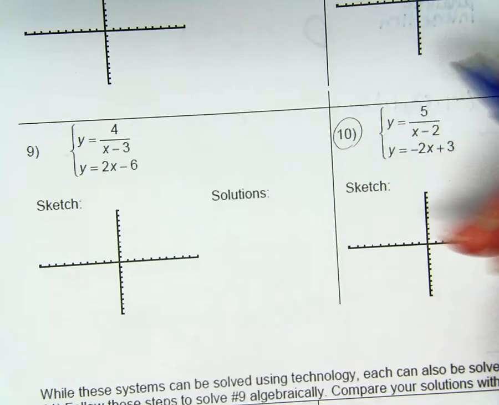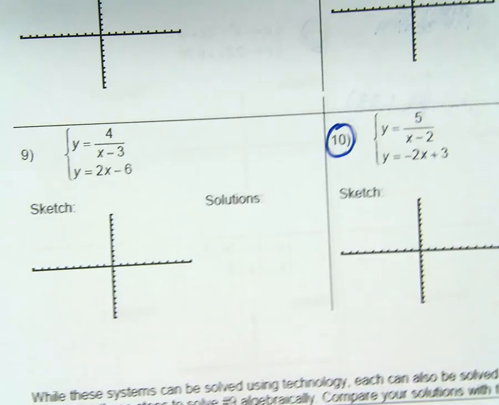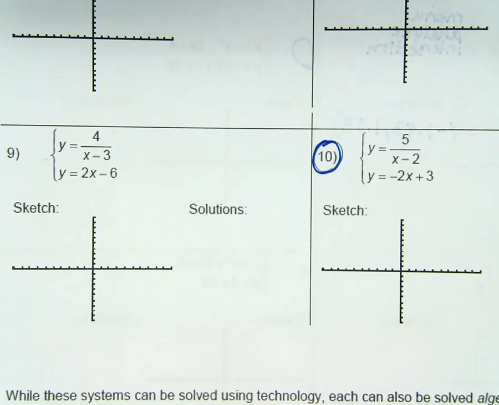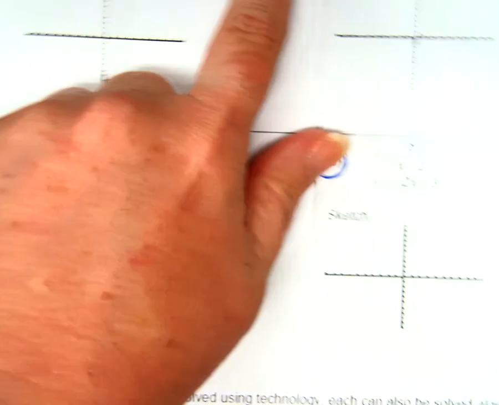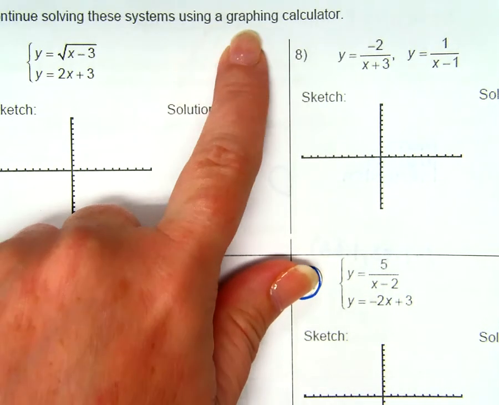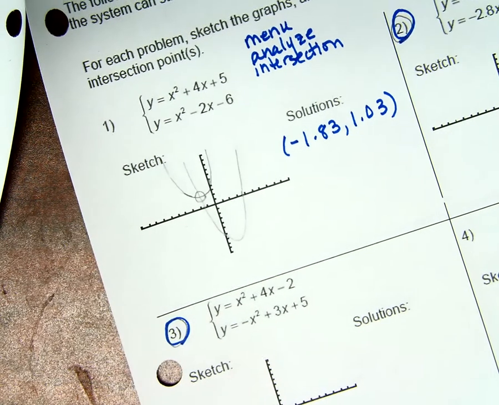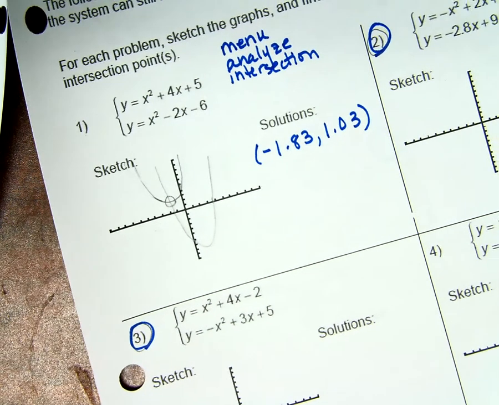On the next page, would you please circle number 10? Number 10. Yes, ma'am. Okay. So those you're all going to solve with the graphing calculator by using menu, analyze, intersection. All of those you're going to solve that way.